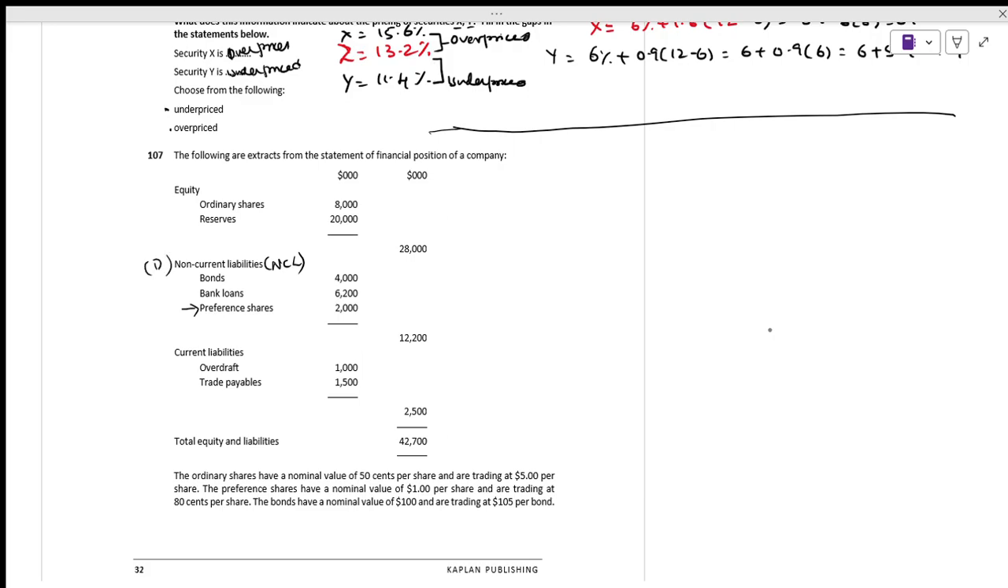Current liabilities. The ordinary shares are 50 cents, and this is the selling price, the market price. The preference shares have a nominal value of 1, and this is also the market price. The bonds have a nominal value of 1 and are trading at how much? 105. 105 by 100 comes to 1.05. It is easy for us.